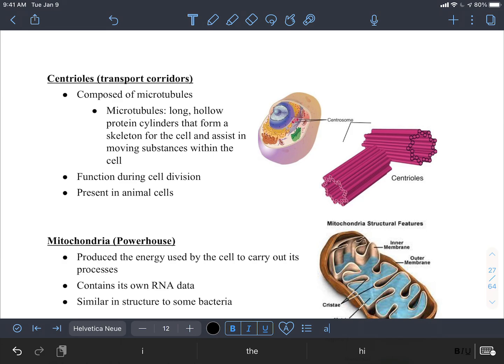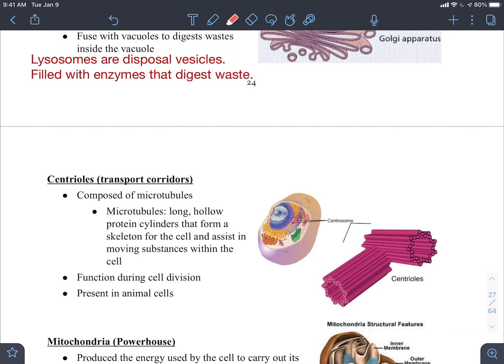Centrioles, we don't care too much about centrioles. They are only found in animal cells. So if you want to pick something that's going to make an animal and a plant cell different, this is one of those. They are made of microtubules.